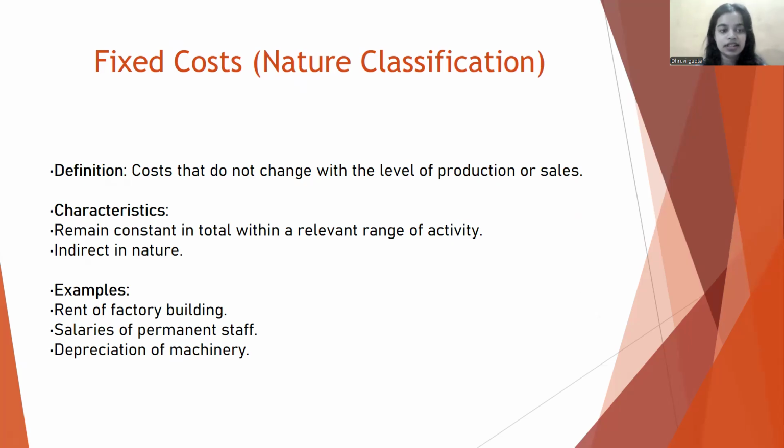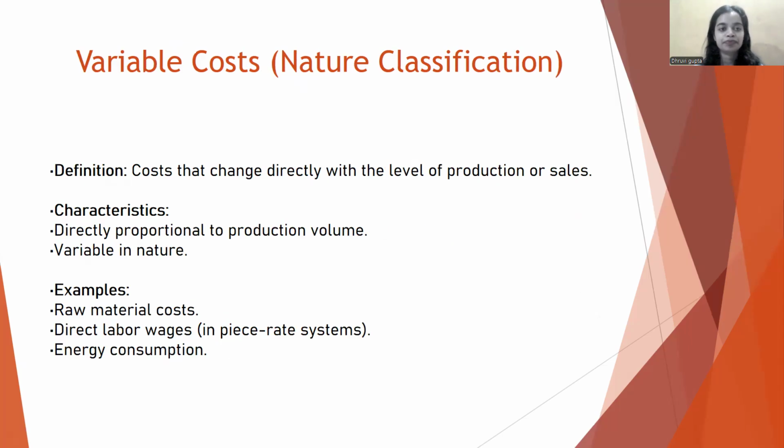If the production level increases up to a mark, then the fixed cost may vary. And the second characteristic is that it is indirect in nature. For example, rent of a factory building, salaries of permanent staff, and depreciation of machinery, which can't be ignored and which are fixed. The salary of the permanent staff can't be removed, but the salaries required for temporary people are not included in the fixed cost, as fixed cost remains the same at any level of production or sales.